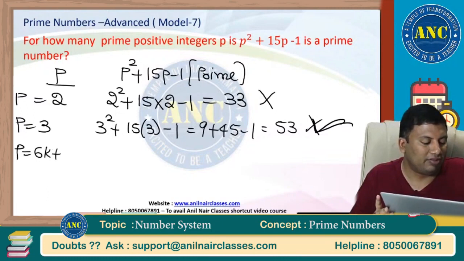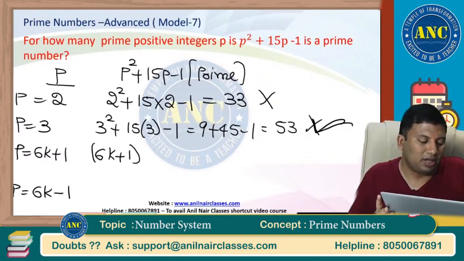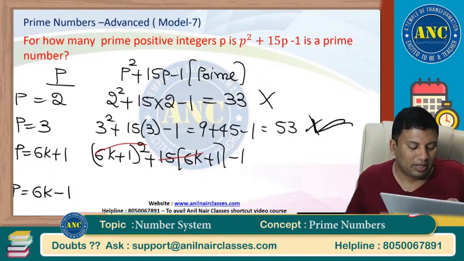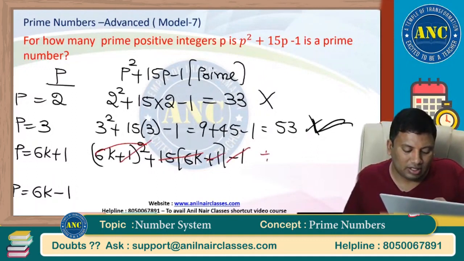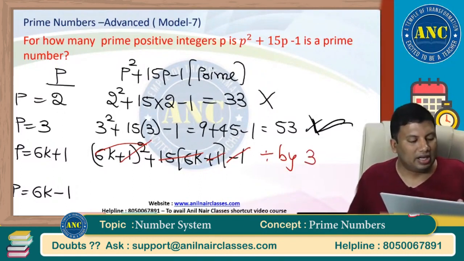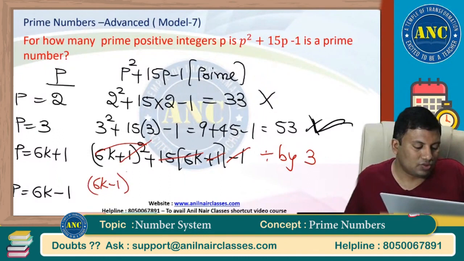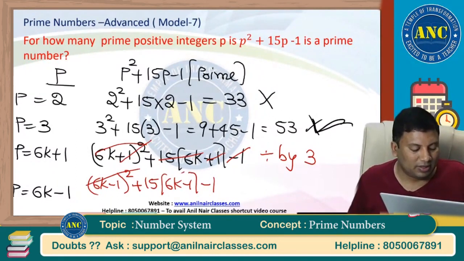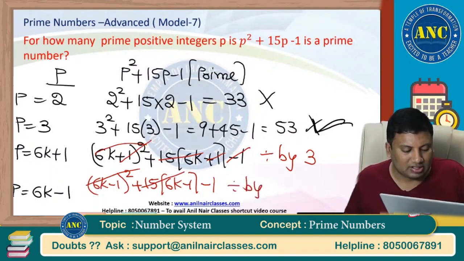Any prime number greater than 3 is either 6k plus 1 or 6k minus 1. Take 6k plus 1 whole square plus 15 into 6k plus 1 minus 1. Now listen carefully. 6k whole square is divisible by 3. 2 into 6k is divisible by 3. 15 is divisible by 3. 1 minus 1 cancel. The answer is divisible by 3. Idea clear? Next one. 6k minus 1 whole square plus 15 into 6k minus 1 minus 1. 6k whole square is divisible by 3, 2 into 6k is divisible by 3, 15 into 6k is divisible by 3, 15 is divisible by 3, plus 1 minus 1. The answer is divisible by 3.